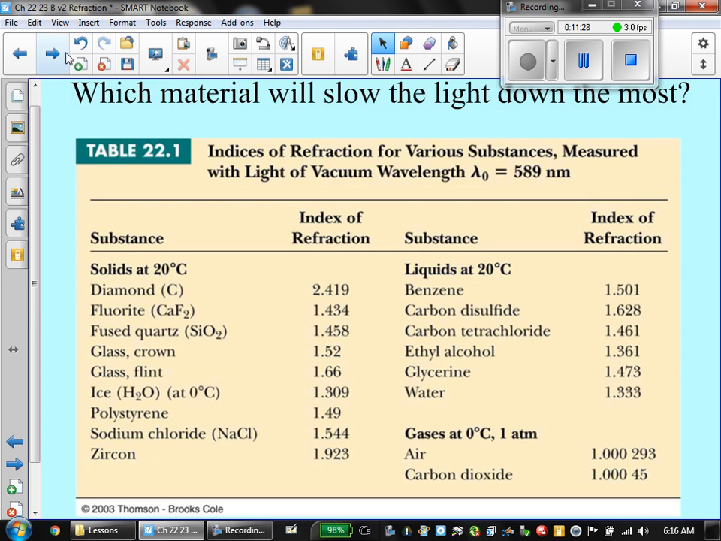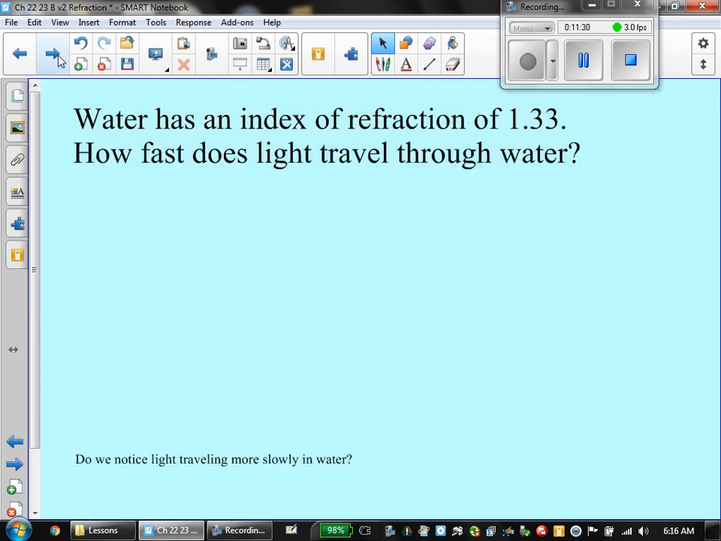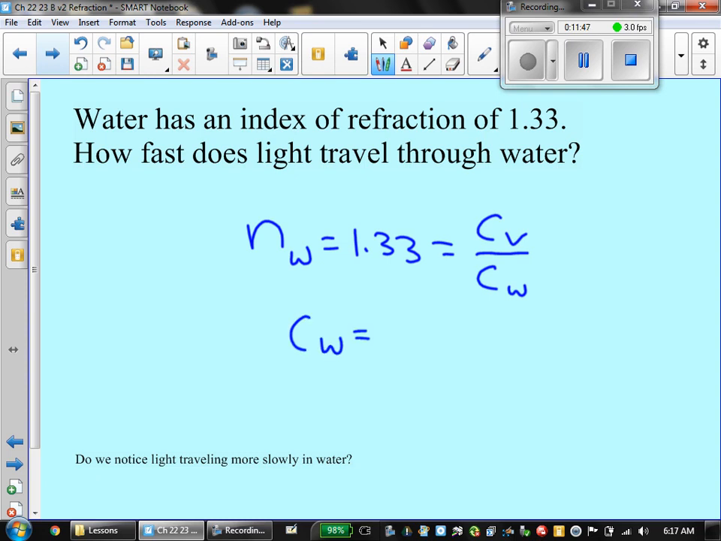Now, there's a very simple calculation. If we give you 2 of the 3, if we say the index of refraction of water is 1.33, well, that's the speed of light through vacuum over the speed of light through water. We can then find the speed of light through water. So c_w has to equal c_v over 1.33. And the key here is that, again, speed of light is a constant. And so water slows light down by a factor of 1.33.